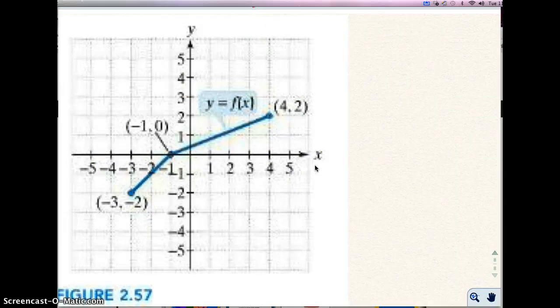And then you have your inverse function. This is (-3, -2), so I'm going to do (-2, -3), which goes right there. This is (-1, 0), so do (0, -1). This is (4, 2), so I want (2, 4). This would be the inverse function.